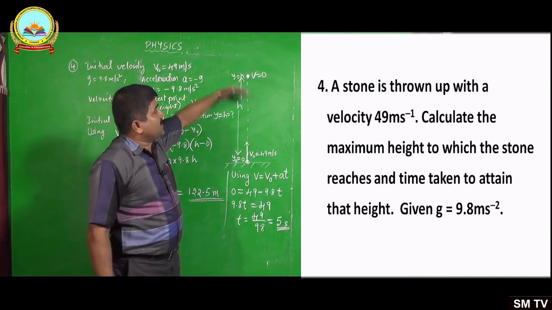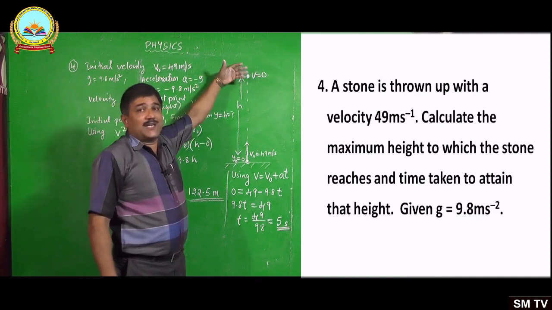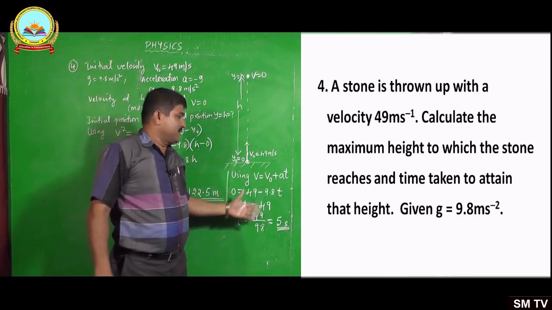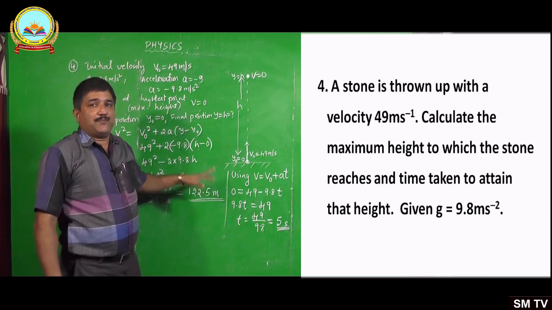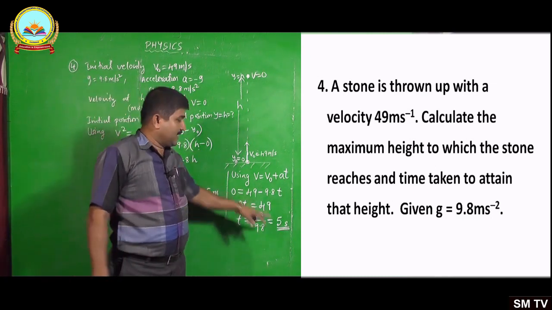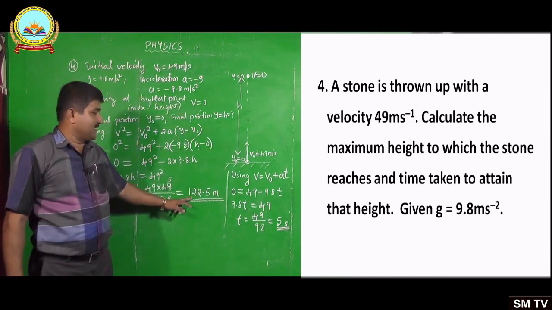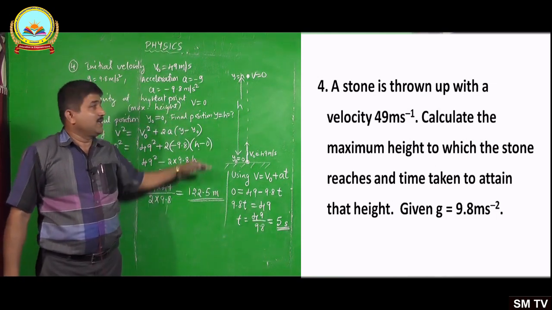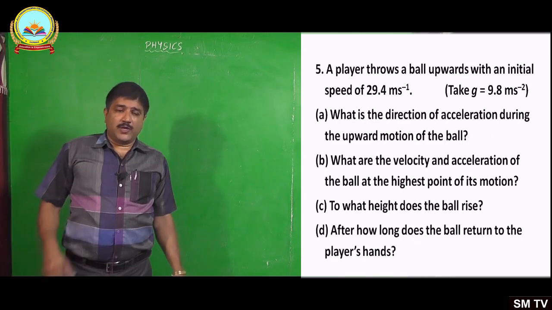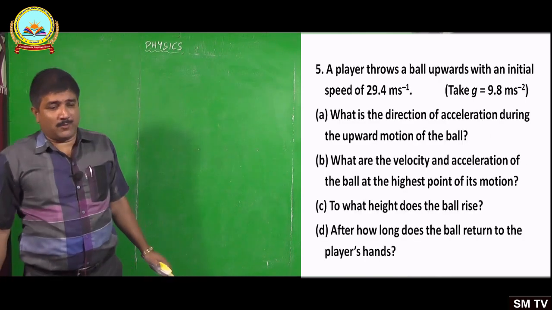Remember, if it takes 5 seconds to go up, that is the time of ascent, and the time of descent will also be 5 seconds, and the total time for the journey will be 10 seconds. So here it is only the time taken to attain the height, that is 5 seconds, and it reaches a maximum height of 122.5 meter. This is about problem number 4. Now I move on to the next problem, problem number 5.